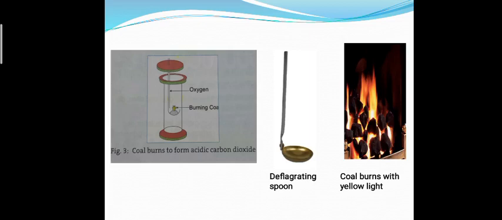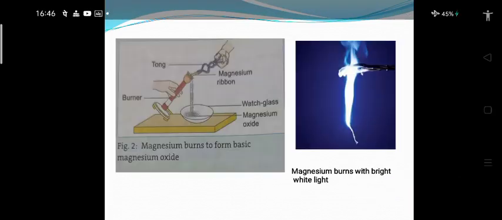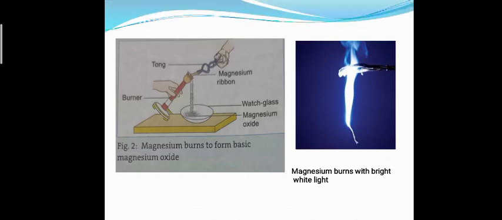In the case of burning of carbon, which is a non-metal, we observe that blue litmus turns red, but red litmus paper remains the same. This indicates that the oxide of carbon is acidic in nature, and we can infer that oxides of non-metals are acidic in nature. Students, in the third figure, you can see that after burning, coal produces yellow light. This picture shows the burning process of magnesium, and it is producing white bright light.